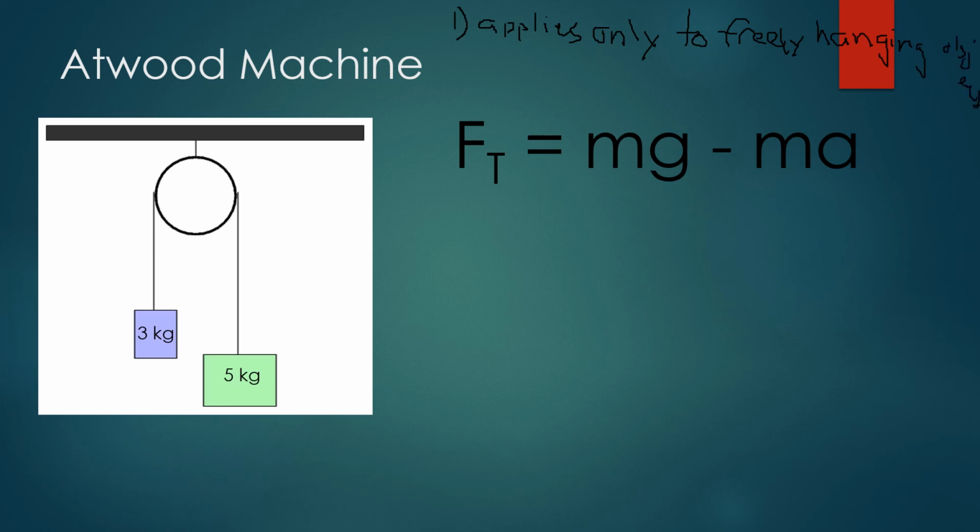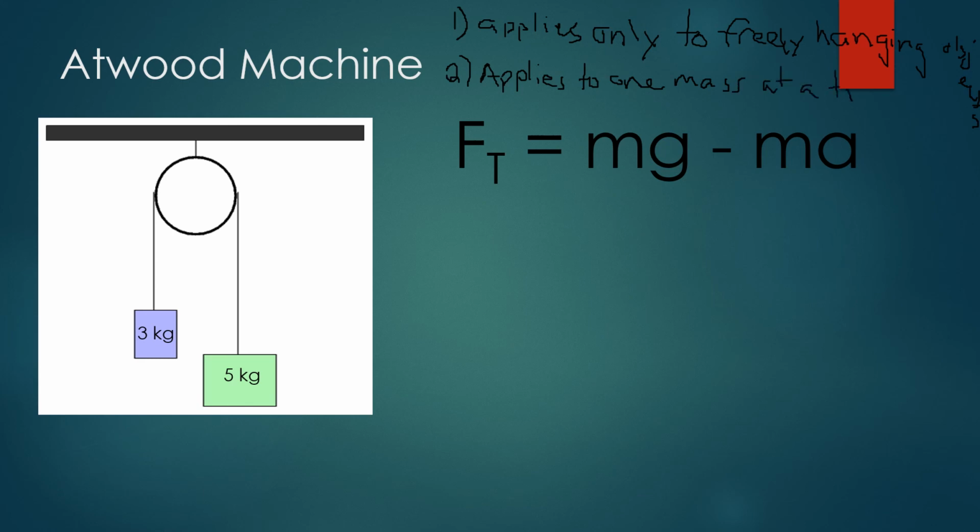So this would not apply to the rope and the boxes on the table because those are not freely hanging, they're touching the table. The other thing you need to know about this tension equation is that it applies to one mass at a time. So you're not going to combine the masses in this equation. It applies to one mass at a time.